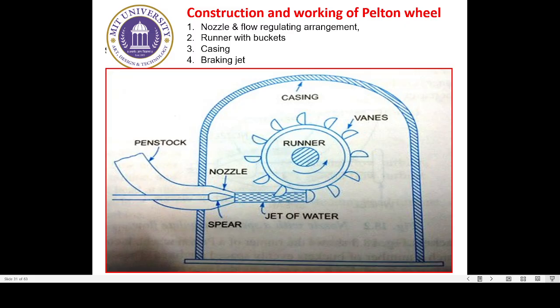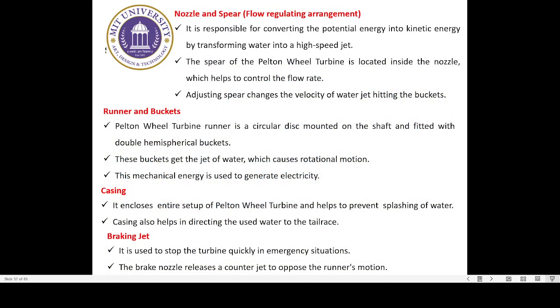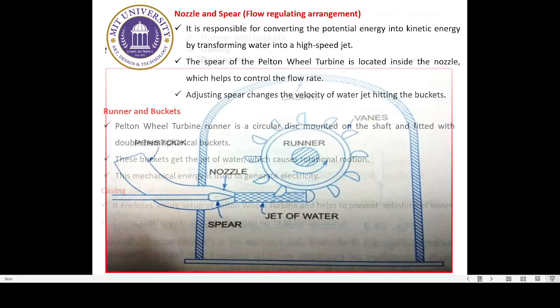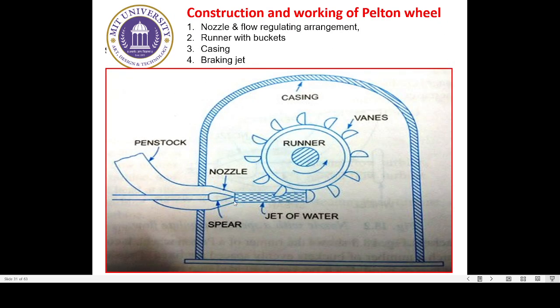And on to the last part, that is the braking jet. When the nozzle is completely closed by moving the spear in the forward direction, and I stop the flow of the jet of water, the amount of water which strikes the runner essentially reduces to zero. It means that there is no jet of water leaving the arrangement of the nozzle and spear. But even though the jet of water has been stopped, the runner continues to rotate, isn't it? The runner continues to rotate due to its inertia.